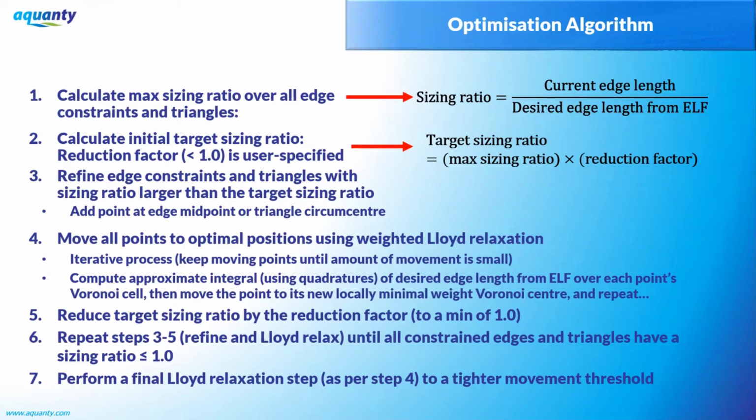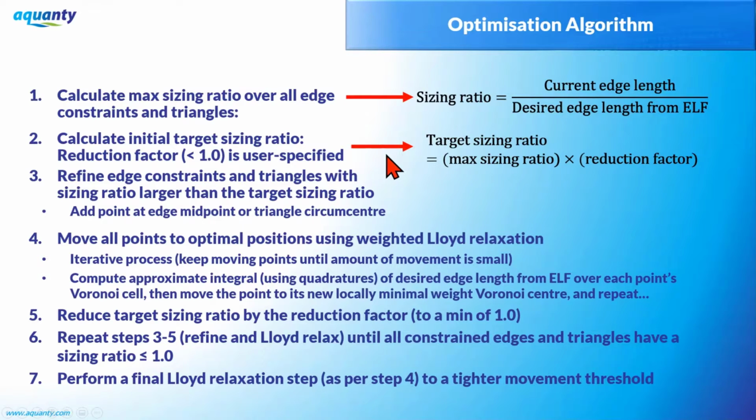Here's a more detailed breakdown of what exactly is happening during this multi-level approach. First, for each triangle, a sizing ratio is calculated. This sizing ratio is simply the current edge length divided by the desired edge length from the edge length field. Ideally, we would want this value to be equal to 1. That is, the current mesh would perfectly match the edge lengths that we desire at any given location.